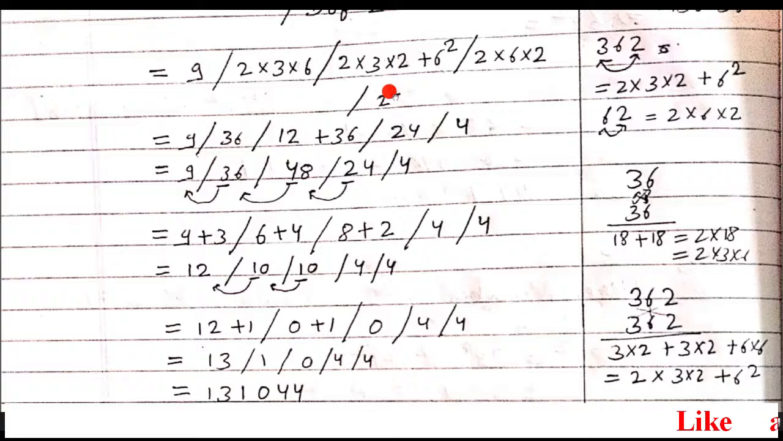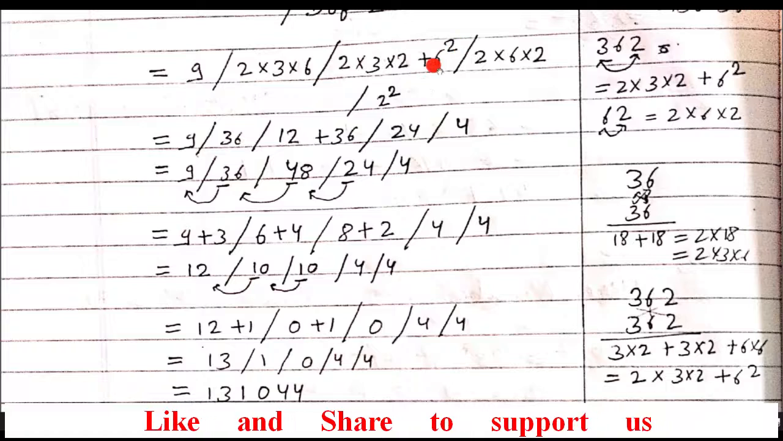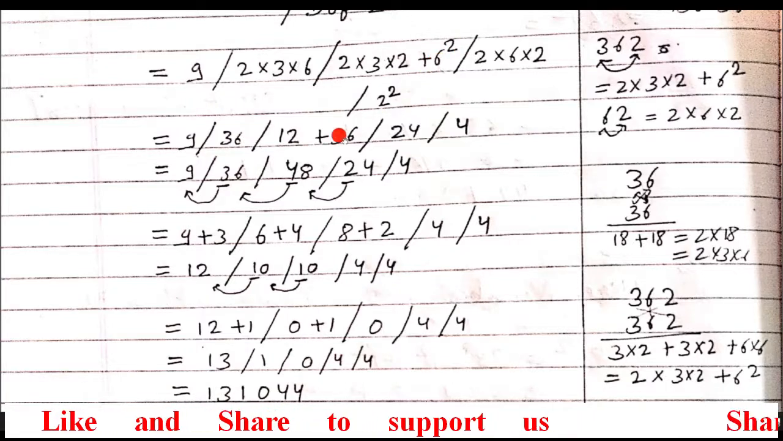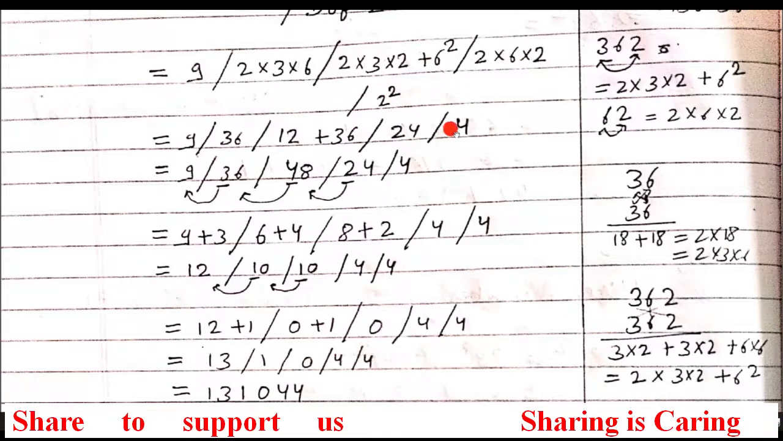So finally, after finding the Dvandva, that is 9 here, the product of these three numbers is 36, then 2 into 3 is 6, 6 2s are 12, so 12 here, plus 6 square is 36, then 2 into 6 into 2 is 24, then 2 square is 4.